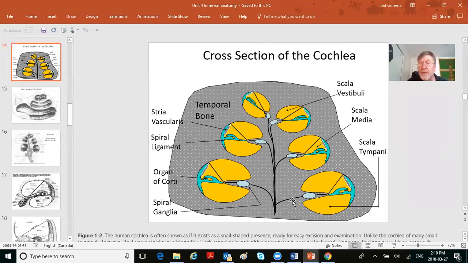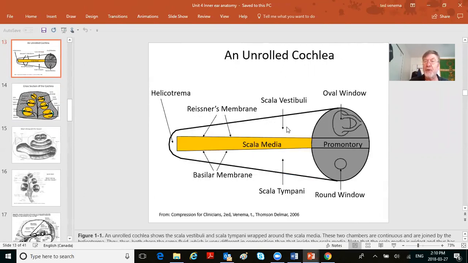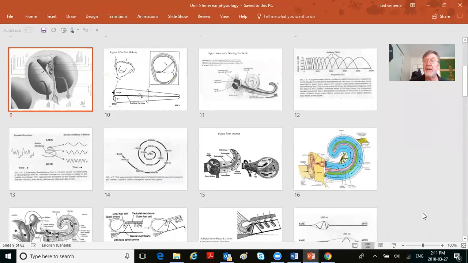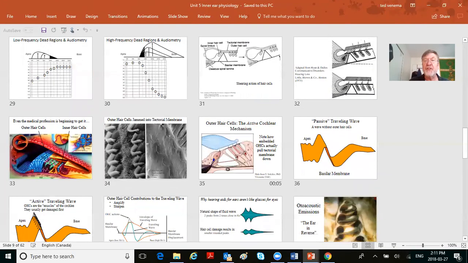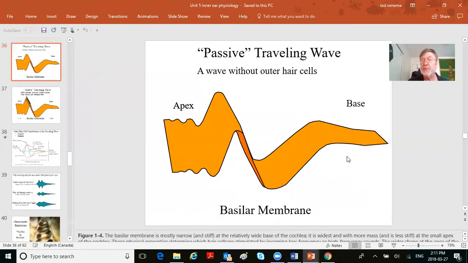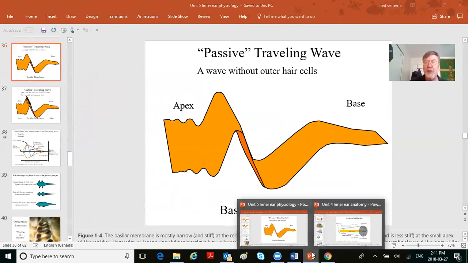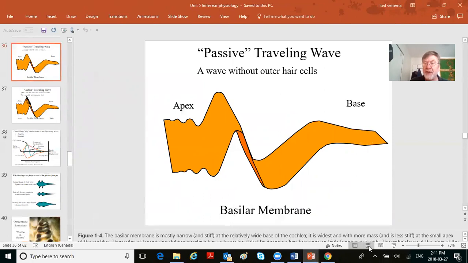Notice how the scala media gets bigger and bigger as you go toward the apex. Same was shown this way. Scala media gets wider and wider as you get to the top. Just like you saw in this slide here, look at the basilar membrane. Narrower at the base, wider at the apex. Good. Keep that in your minds, because now we're going to be talking Meniere's.